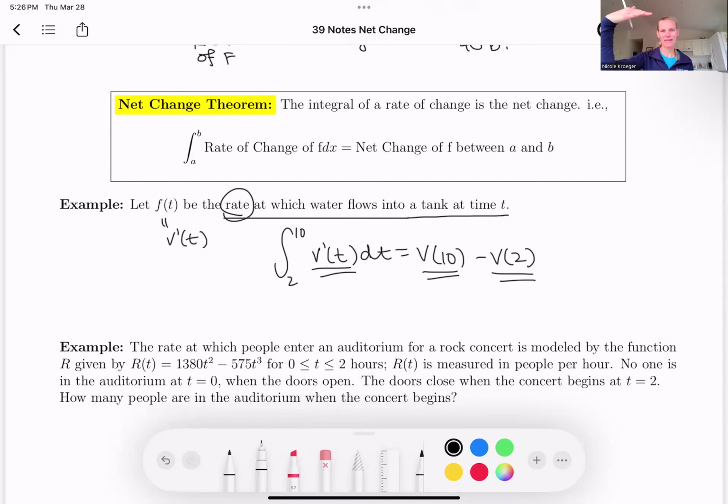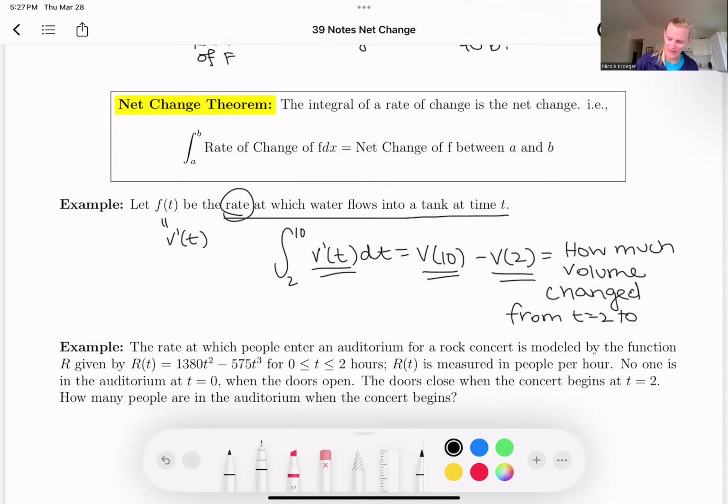So if I subtract the volume at time 2 from the volume at time 10, this is telling me how much the volume has changed from t equals 2 to t equals 10. So that's telling us how much additional water went into the tank in those 8 units of time. So this is the net change theorem. The net change theorem tells us if I take the integral of a rate of change, it tells us the net change. Okay, and this always just makes more sense once we start applying it to problems.